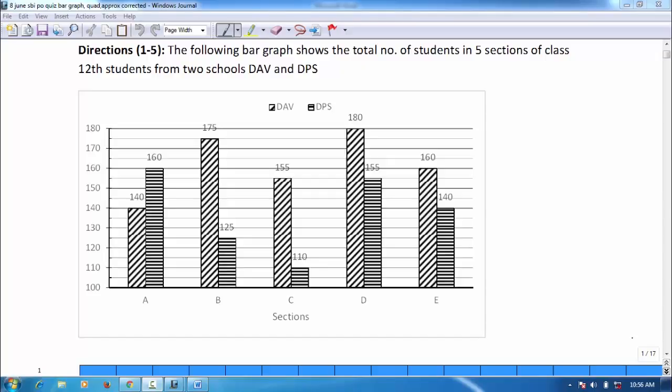Hello students, today we are going to discuss quant quiz on miscellaneous topics for SBI PO prelims examination.